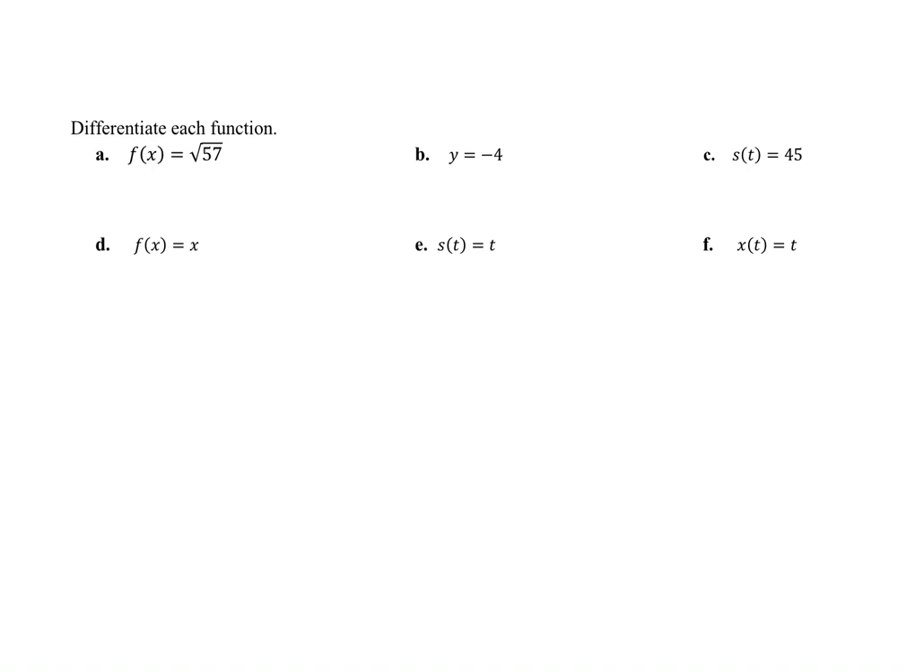Let's use our new derivative shortcut rules to differentiate each one of these functions. In other words, we want to find the derivative. A, the function is f of x equals the square root of 57. Now remember, the square root of 57 is simply a constant. It is just a number.